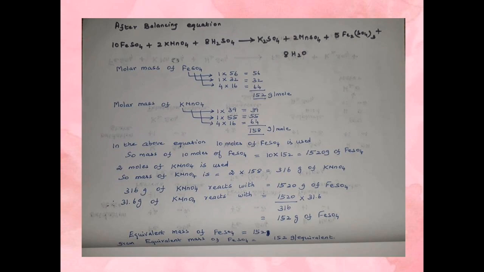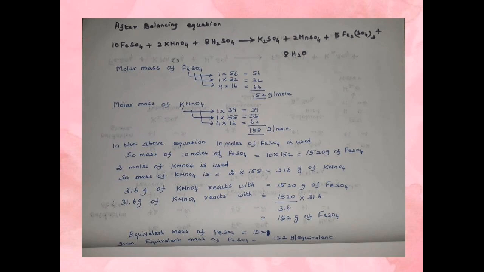Now 316 gram of potassium permanganate reacts with 1520 gram of ferrous sulfate. Therefore 31.6 gram of potassium permanganate, which is the equivalent mass of potassium permanganate, reacts with 152 gram of ferrous sulfate. So the left hand side is the equivalent mass, and what answer we are getting on the right hand side is the equivalent mass only. Now the equivalent mass of ferrous sulfate is 152.